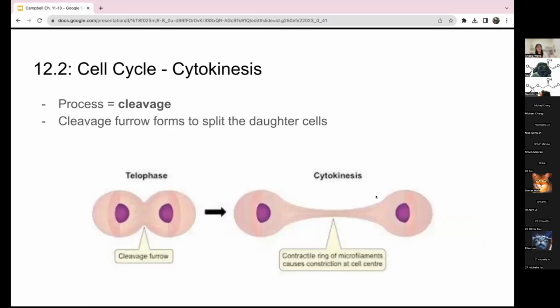During cell division, cytokinesis occurs by cleavage, where a cleavage furrow forms to split the two cells. So the cells are basically cleaving themselves to separate. In this process, actin and myosin microfilaments on the cytoplasmic sides of the cells work together to contract, which causes constriction at the center of the cell. And then the cells will separate themselves.